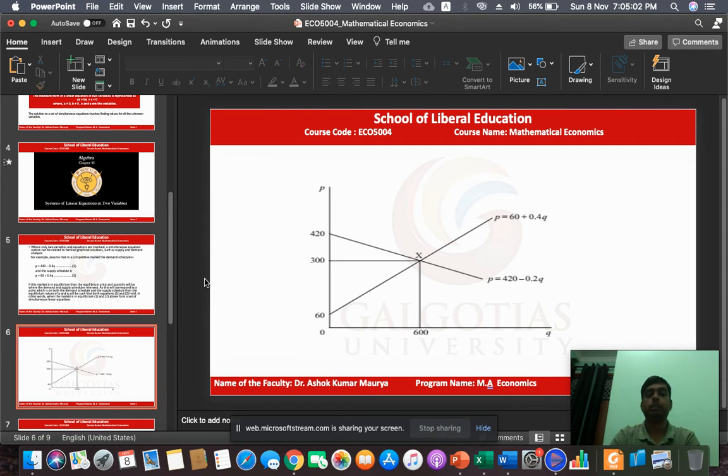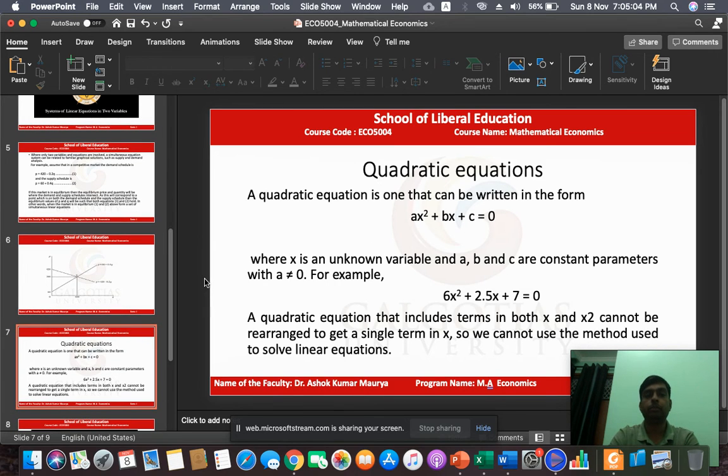Now we will discuss the quadratic equation. If we talk about the quadratic equation, the standard format of the equation is ax square plus bx plus c is equal to 0. So this is the standard format of quadratic equation, where x is an unknown variable and a, b, and c are constant parameters with a not equal to 0. It is a very important characteristic of quadratic equation.